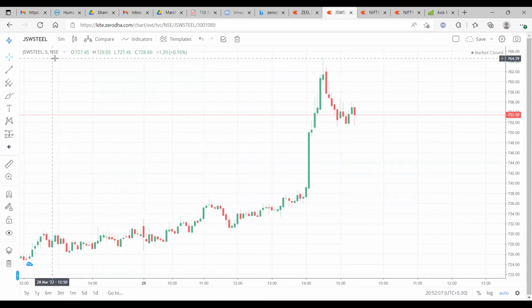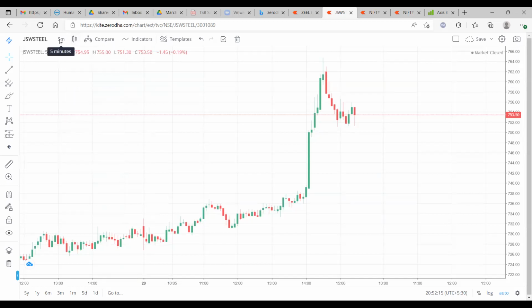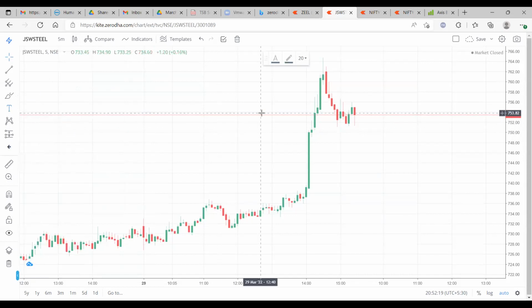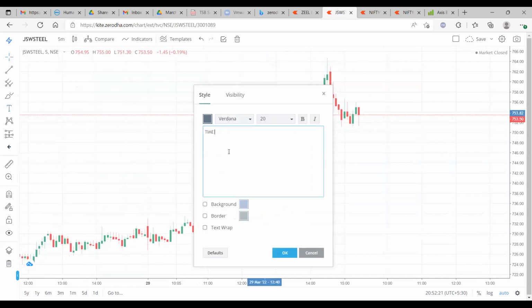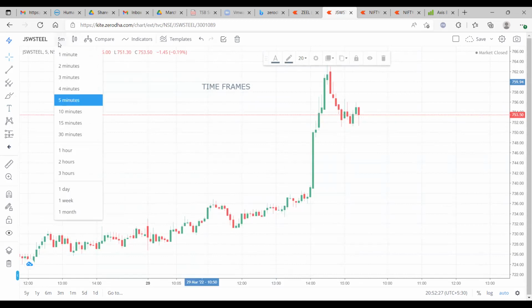Okay. Now, this you understood. We are choosing the candle pattern. There is something called time frames. We have these many different time frames. So what is the meaning of each of these?